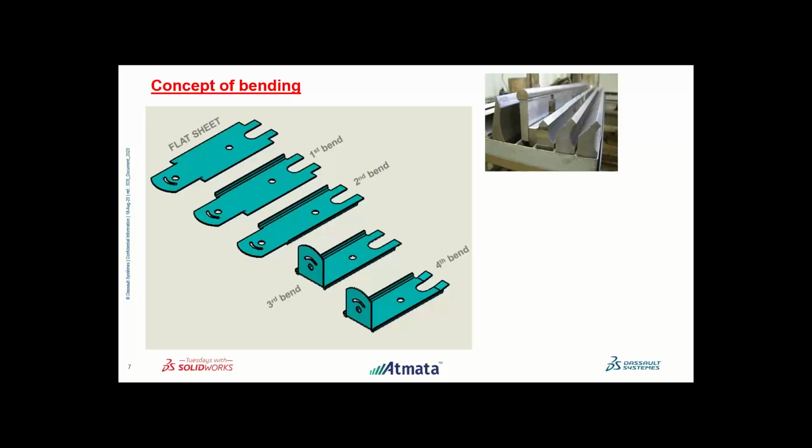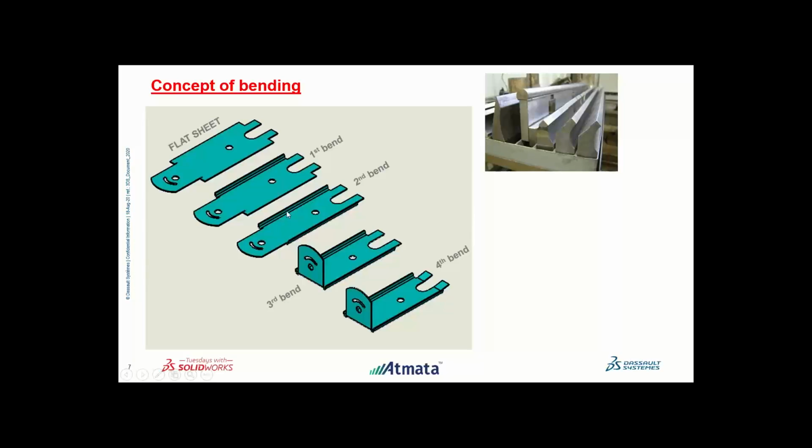So the concept of sheet metal. Sheet metal is a very simple concept. Everything starts with a flat pattern. Usually what we have with sheet metal is a flat sheet, a cut sheet, and then we have some reliefs in the corners. So we use some press tools. It's a kind of forming operation.